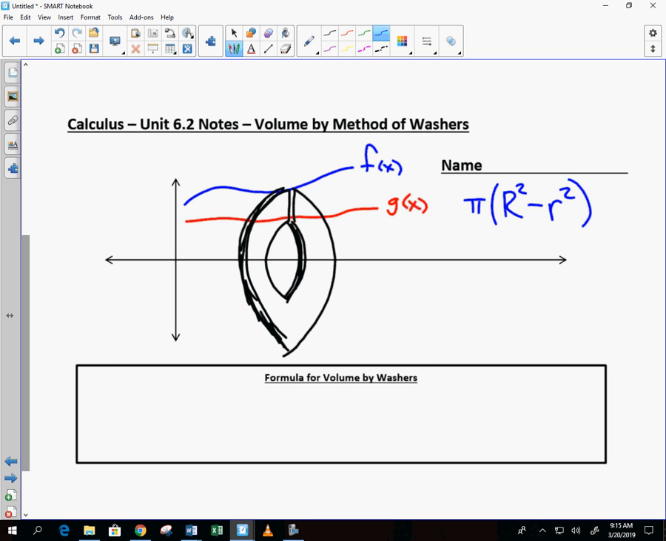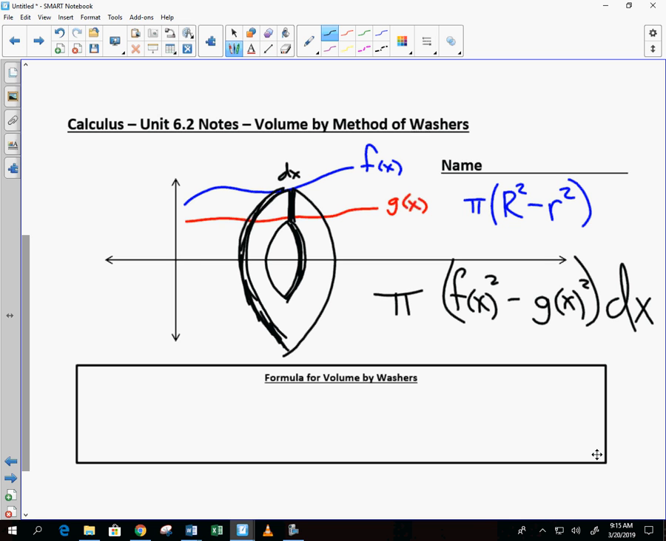So which function represents the larger radius? F of x. Which function represents the smaller radius? G of x. Okay? And what's the width of the original rectangle that I drew? Dx or dy? Dx. So therefore, you can see that the volume of this washer is pi times f of x squared minus g of x squared dx. That's the volume of one washer.